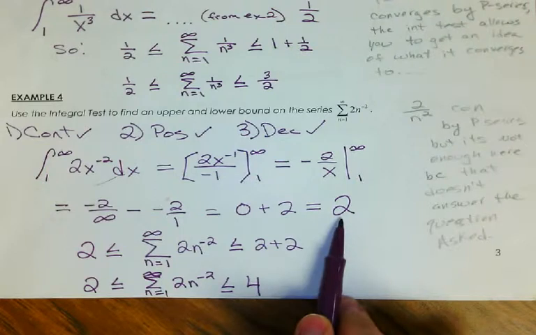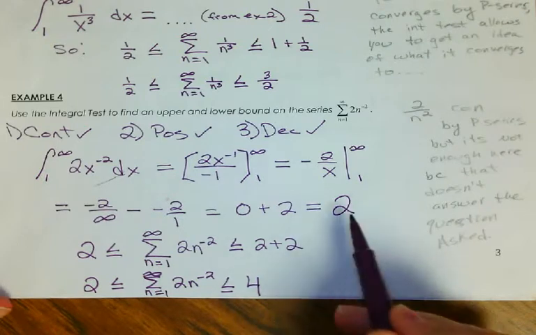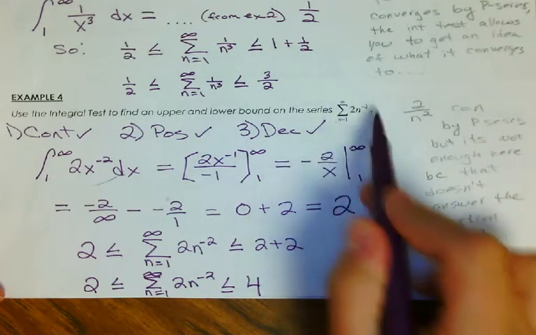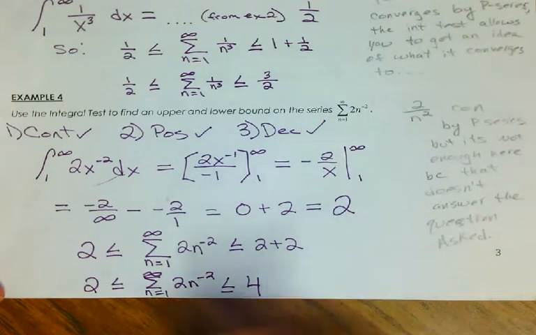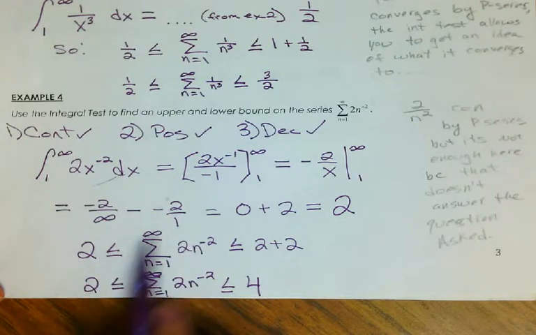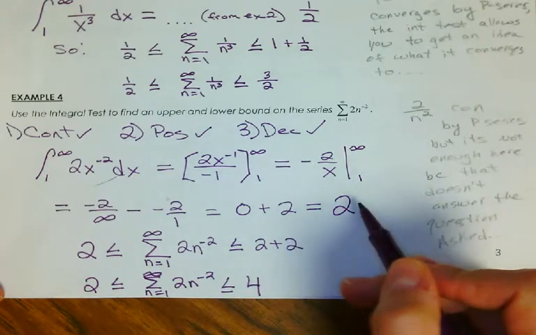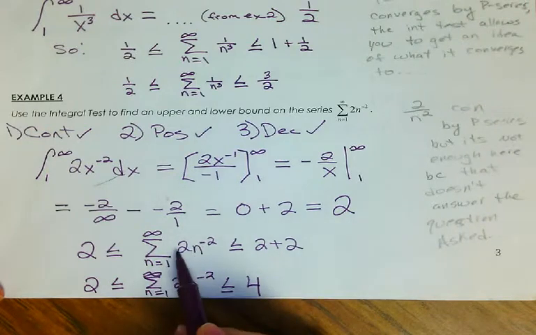That does not mean the summation converges to 2. It's just enough to tell me that the summation converges. That does tell me the lower bound. So if I want to find the bounds of what this summation converges to, I take this 2, and I say that this summation, the thing I was trying to do, is going to converge to somewhere between 2 and, to get the upper bound, you just have to find the first term.